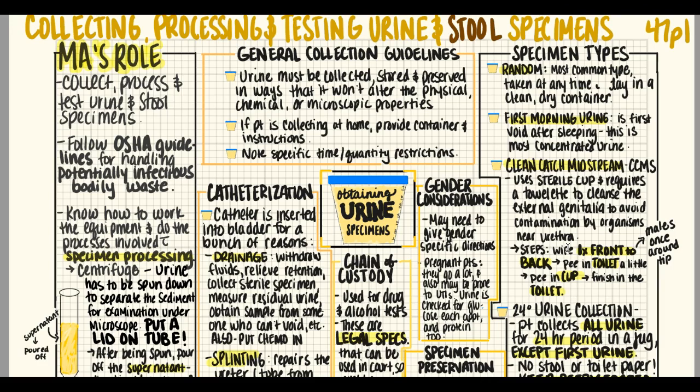So once they have the cleanup done, then the steps are to urinate into the toilet a little bit, and then they urinate into the cup, and then they finish urinating into the toilet. And so it's pee in the toilet, pee in the cup, pee in the toilet. And so the point is to grab the middle of the stream of urine.